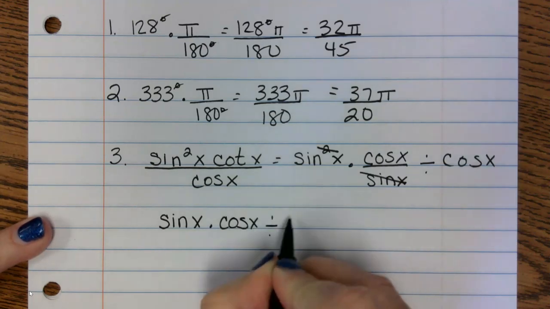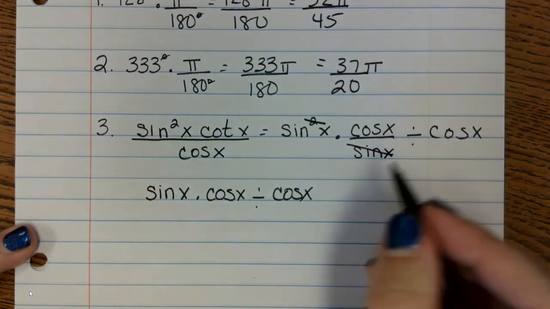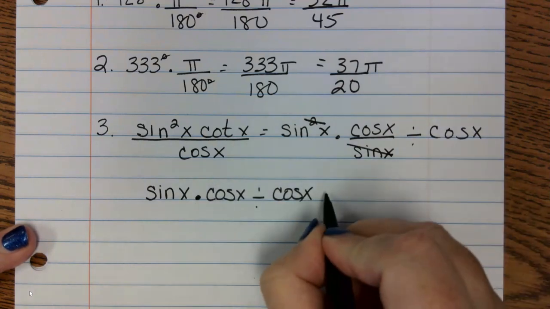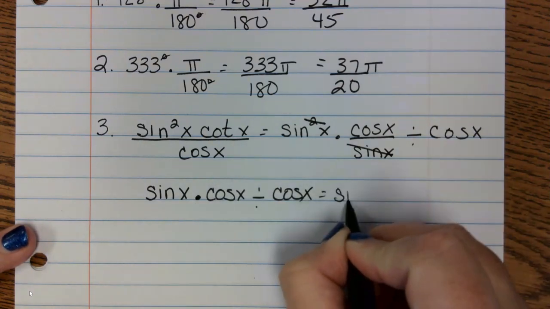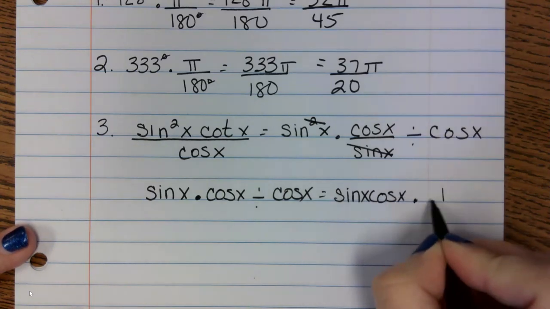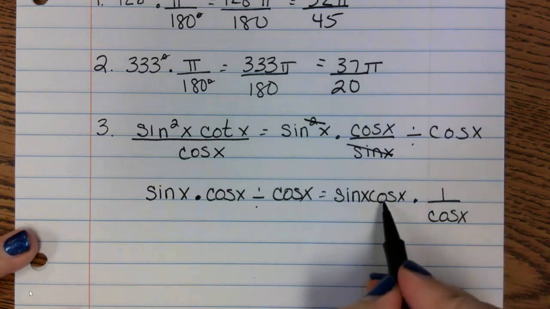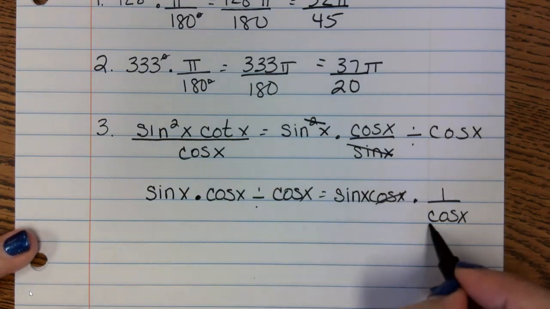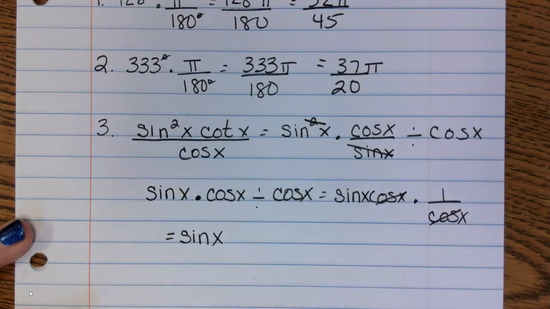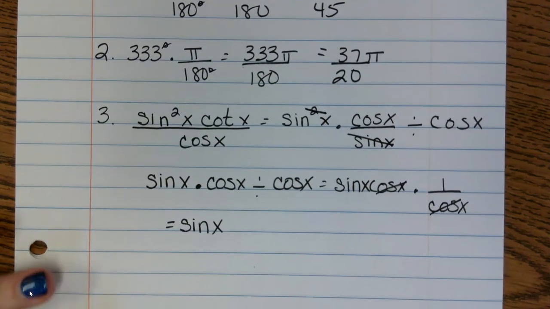Now, we still have this divide by cosine. So we're getting ready to do the keep change flip thing. I don't know why I put a times there, but oh well. So sine x cosine x times 1 over cosine x. And notice here I have a cosine on top and a cosine on bottom. So the answer is sine x. Okay? You just got to be slow and careful here.